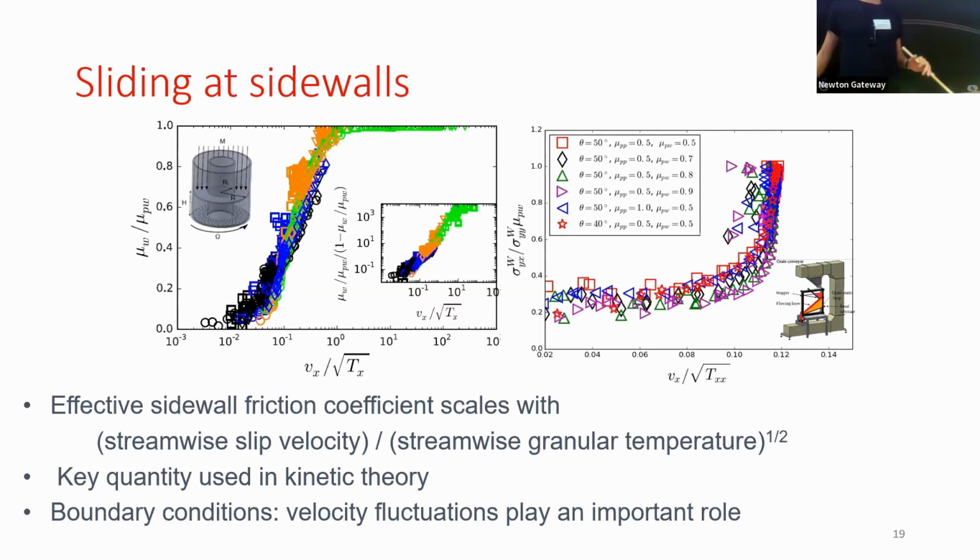And actually we find a scaling law which works reasonably, I would say. Of course, the scattering of the curve is quite large, but at least we have a trend. Again, it is not perfect, but it can probably be used as a boundary condition. So what does that mean? That velocity fluctuation or granular temperature may play an important role in describing this boundary condition.